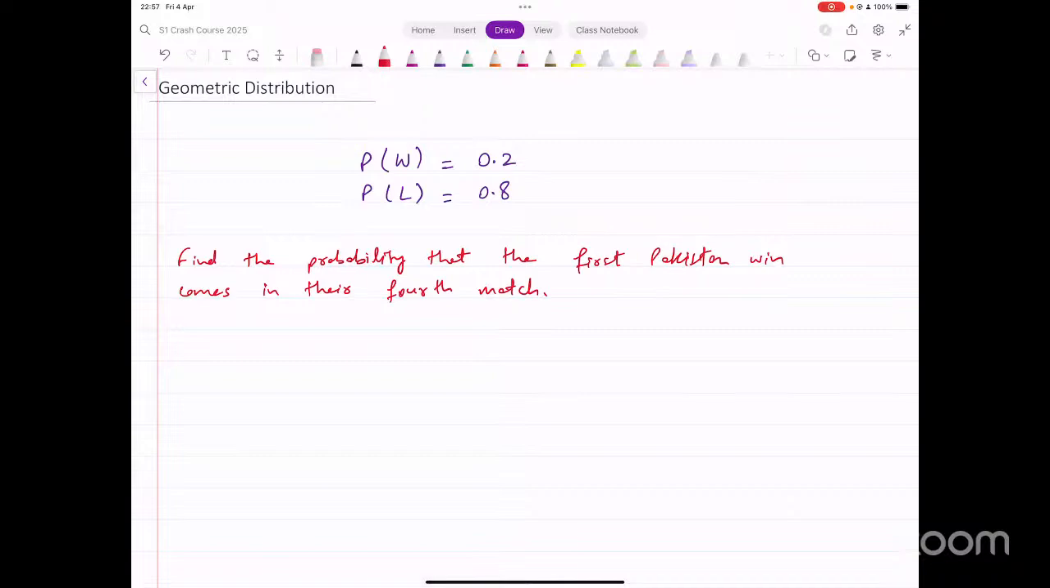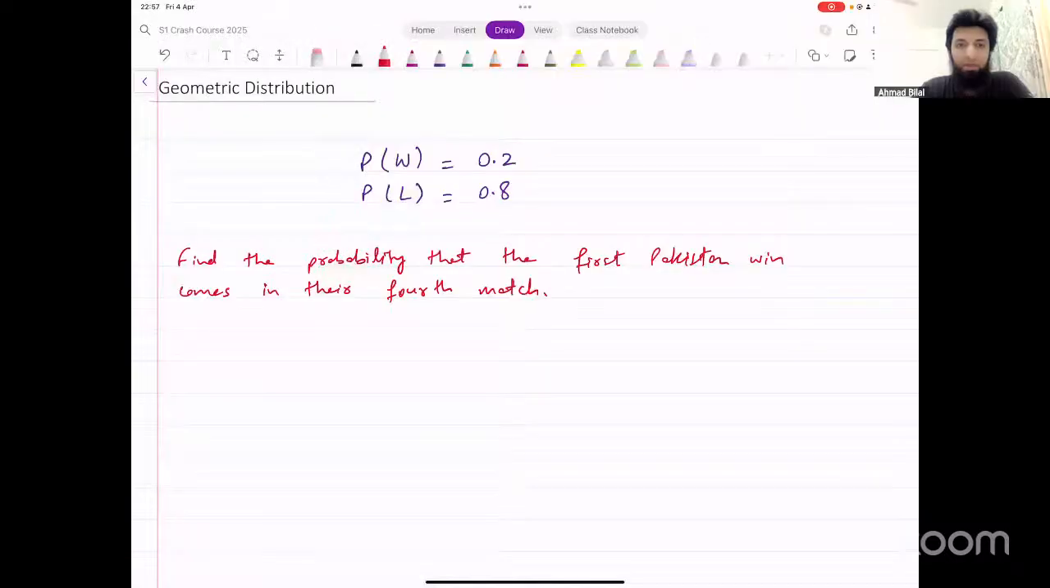Okay, so let's get started with geometric distribution. This is the next topic that we're doing. This is the next concept that we're doing. It's the same topic, discrete random variables, but this is one last major concept that we had left in this topic, and that's what we will be doing.